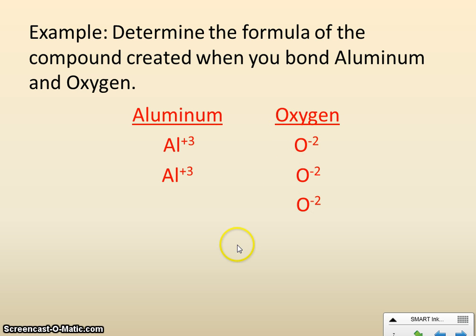So how many aluminum ions do we have? And how many oxygen ions do we have? Well, you can see we have 1, 2 aluminum ions, so that'll be Al2. And we have 3 oxygen ions, so that's O3. So your final formula for when you bond aluminum and oxygen is going to be Al2O3. And that's pretty much all there is to it.